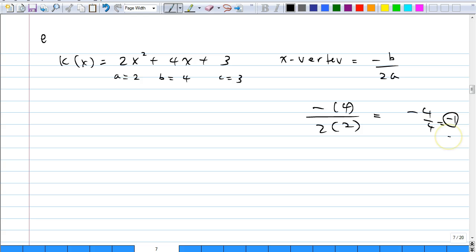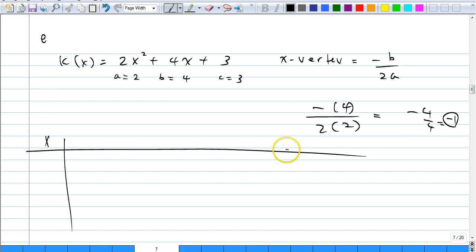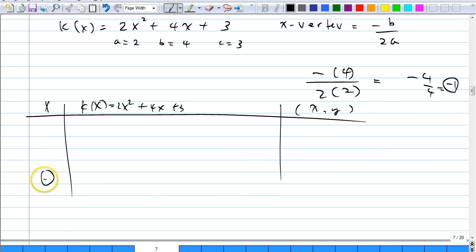It's negative 1. So how are you going to do a table? Here's x. Here's k of x equals 2x squared plus 4x plus 3, right? And here's the ordered pair, x comma y. So what are you going to start off with? What number do you need in the middle? You need negative 1. Very good. So you need negative 1 here. And what are the 2 other values you need? What is the point after negative 1? 0. Thank you. And then what is the next one? 1. What are the 2 other ones to the left of it? Negative 2 and? So these are the points you're going to use. These are the 5 points you need.